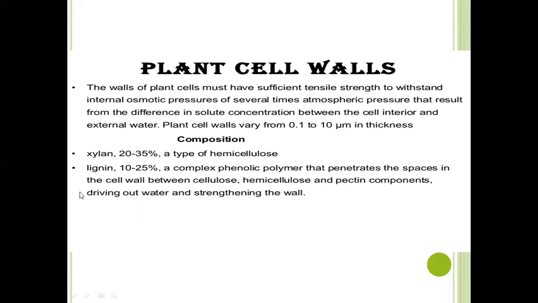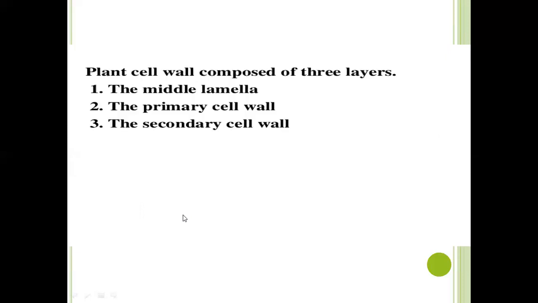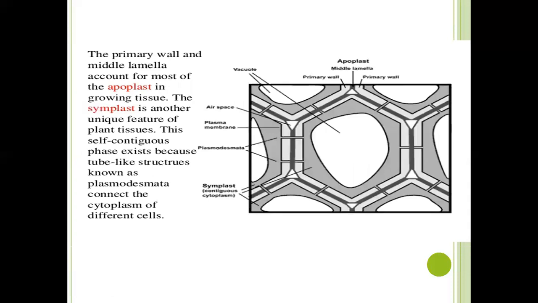Composition of cell wall, that is xylan 20 to 35%, a type of hemicellulose. Lignin 10 to 25%, a complex phenolic polymer that penetrates the spaces in the cell wall between cellulose, hemicellulose, and pectin components, driving out water and strengthening the wall. Plant cell wall is composed of three layers: the middle lamella, the primary cell wall, the secondary cell wall. The primary wall and middle lamella account for most of the apoplast in growing tissue.